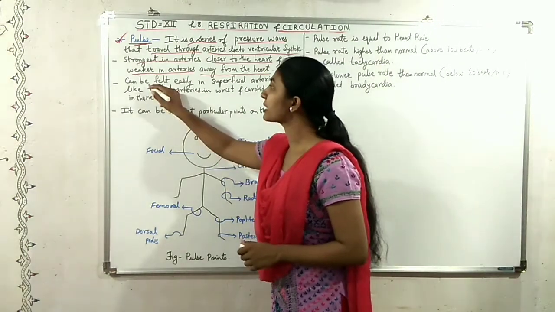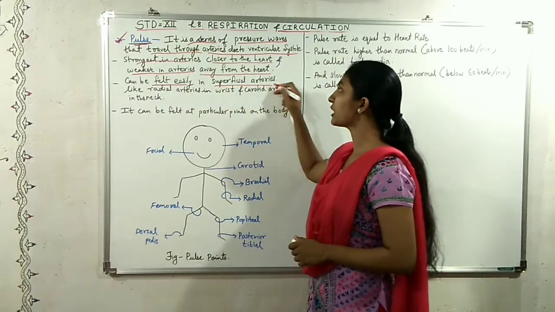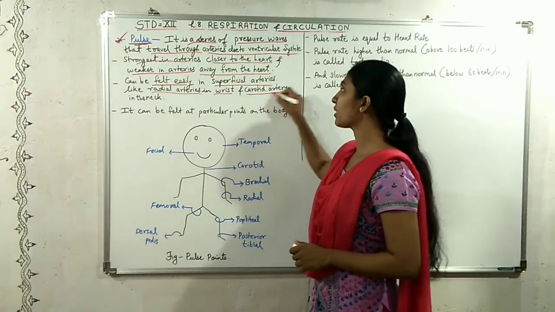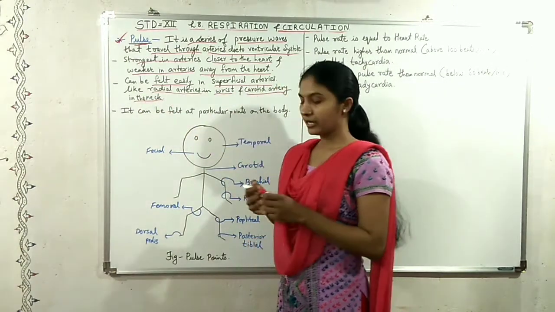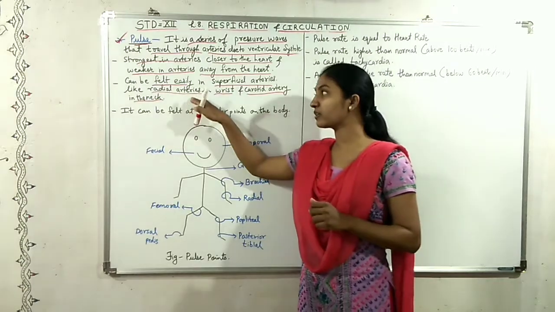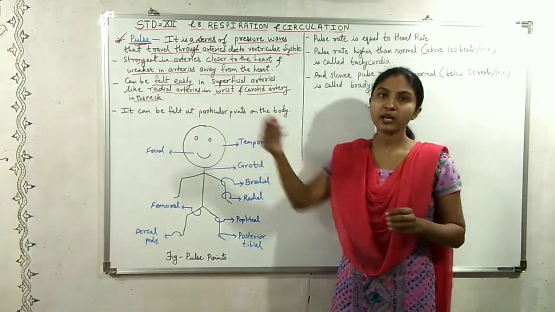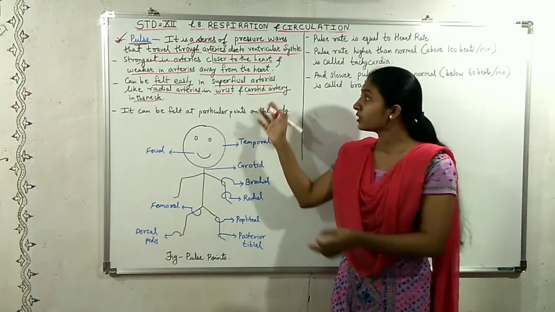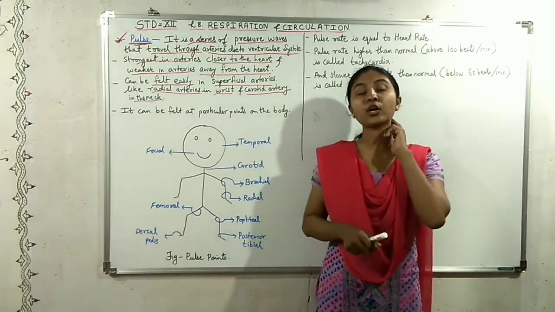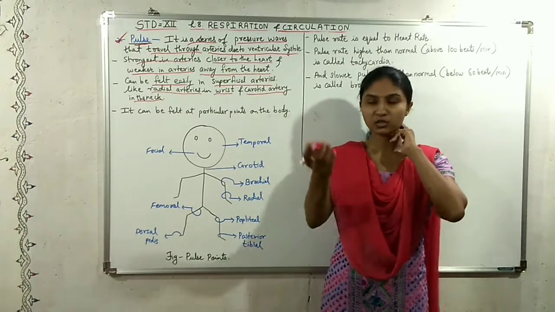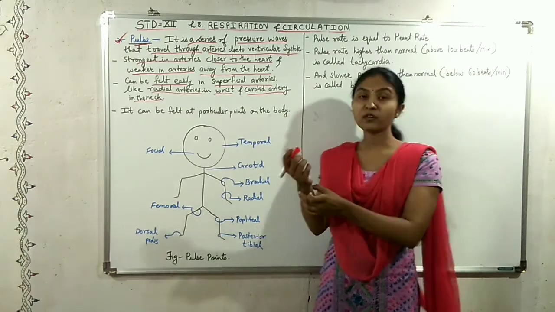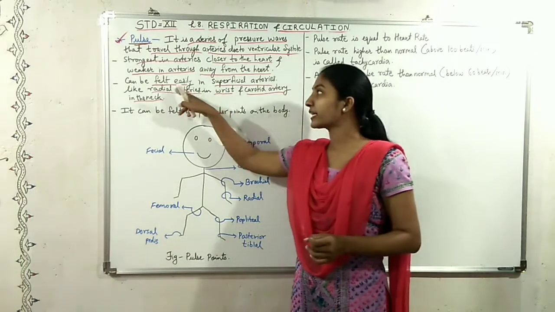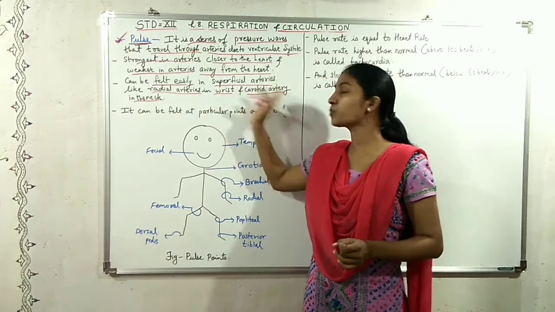It can be felt easily in superficial arteries like the radial arteries in the wrist and the carotid arteries in the neck. Now in previous parts we have seen where these arteries are situated. Radial arteries are situated in your wrist region here, and carotid arteries are situated in your neck region. So whenever you touch these points, you can feel the pressure of the blood, you can feel your pulse.